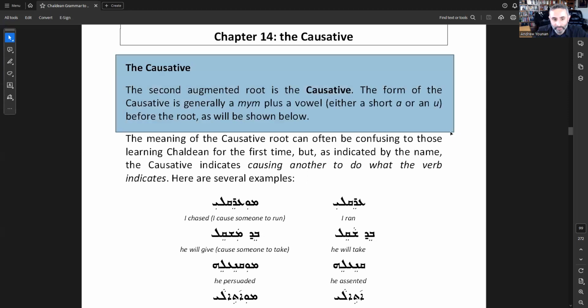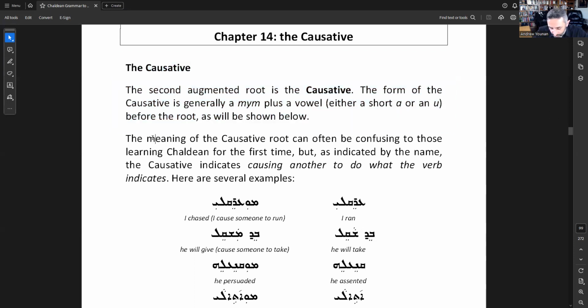This is actually a very common name in Semitic grammars, and it's a very important thing in all Semitic languages. Let me just tell you right now, do not get anxious about understanding what the causative means. It is so much simpler than you think. I've seen so many people get really nervous, thinking too hard. The meaning of the causative root can often be confusing to those learning Chaldean for the first time, or any Semitic language, but it is indicated by the name. The causative indicates causing another to do what the verb indicates.